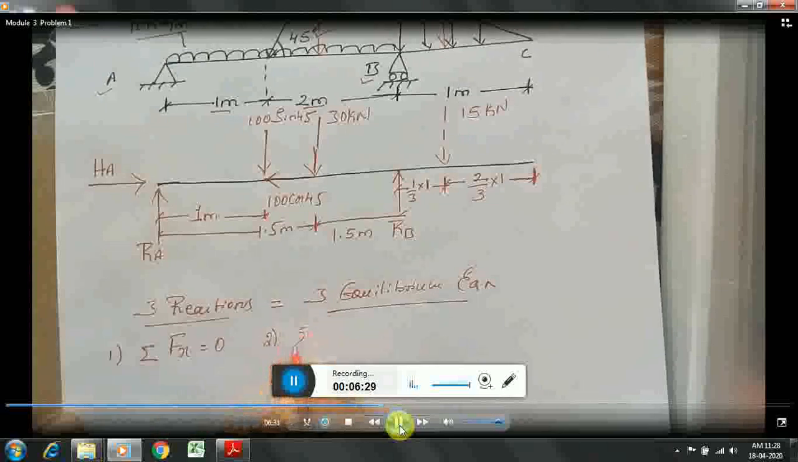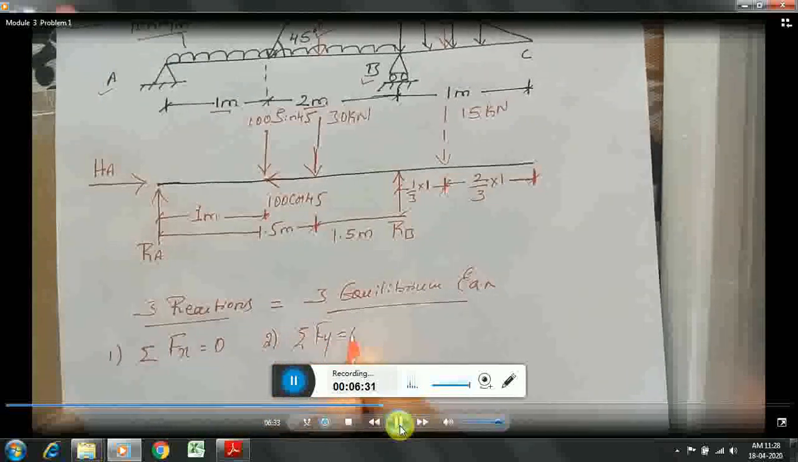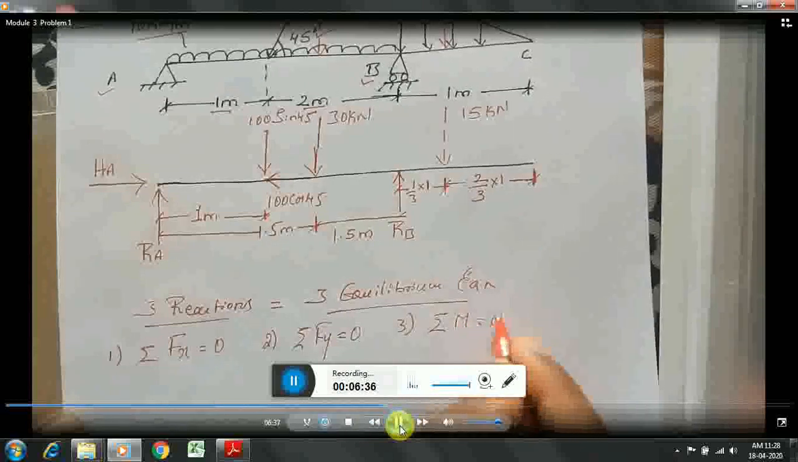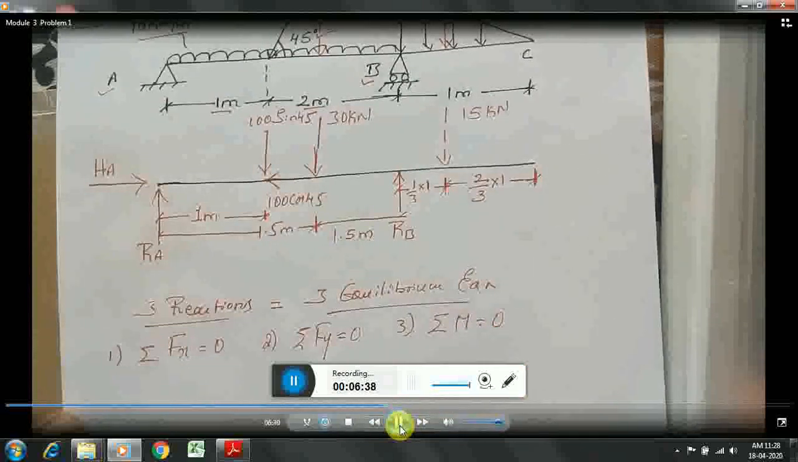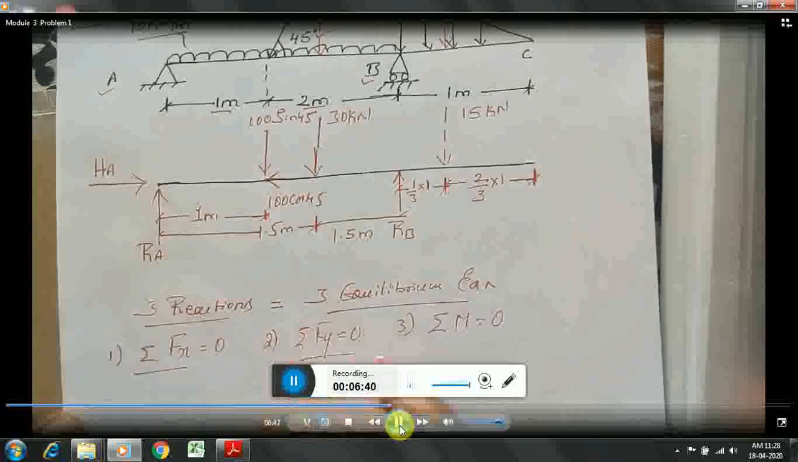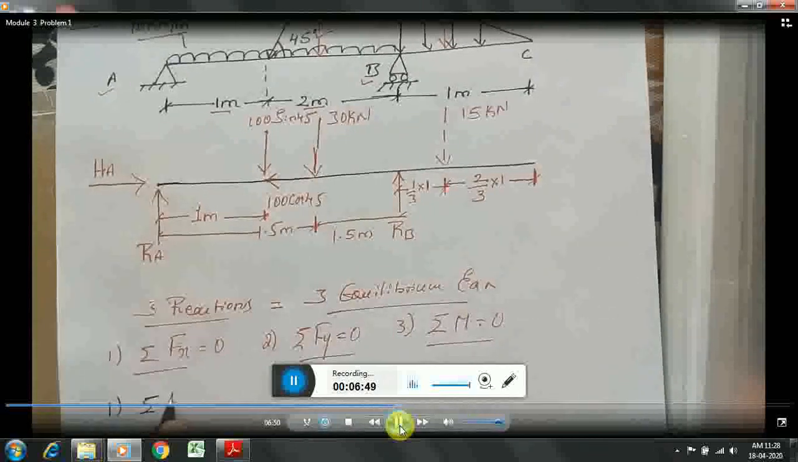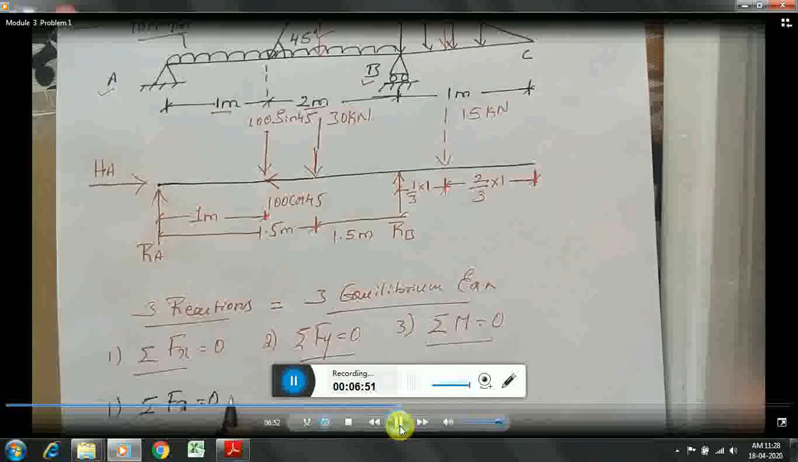Second condition is summation Fy is equal to 0. And the third condition is summation M is equal to 0. So I will use these conditions, three equations, and there are only three unknowns. I can get the solution.